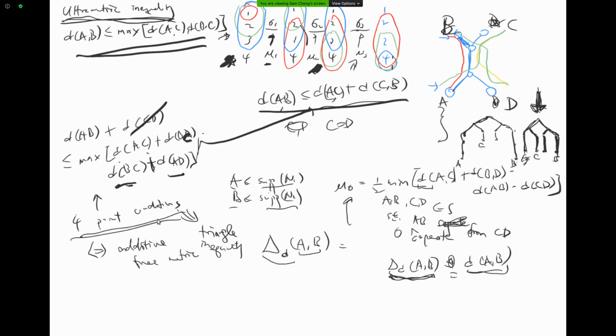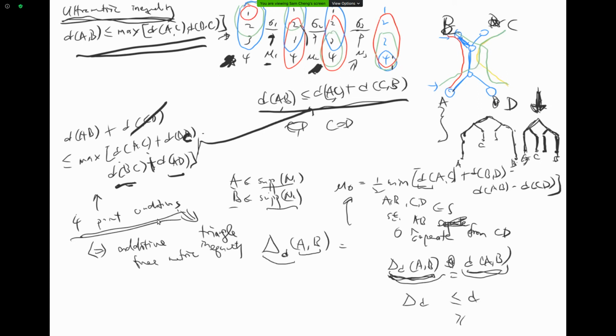So now let's go into the theorem again, the proof of the theorem. As I said, we expect that if the tree is additive, in the sense that the 4-point condition is satisfied, then delta D will be equal to D. From the earlier lemma, we already know that D is bigger than or equal to delta D. So we just need to show the other inequality. Also, this is a sufficient and necessary condition.